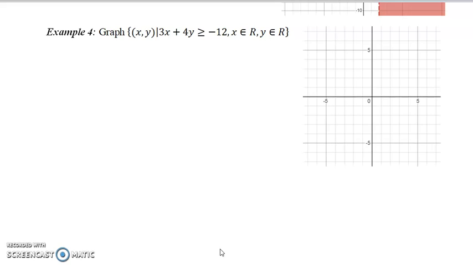It says graph the points (x, y) such that 3x plus 4y is greater than or equal to negative 12, where x is a real number and y is a real number. This is a good one to show graphing the x and y intercepts, because 3 and 4 are both factors of 12. Therefore this is going to give us a nice x-intercept and a nice y-intercept. So we're going to use that method from last year.